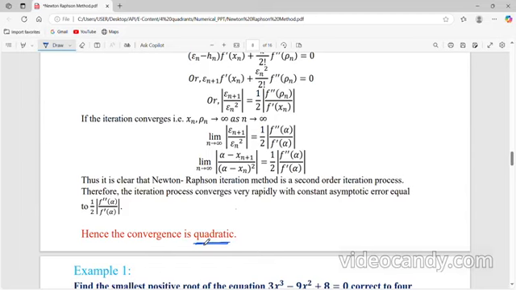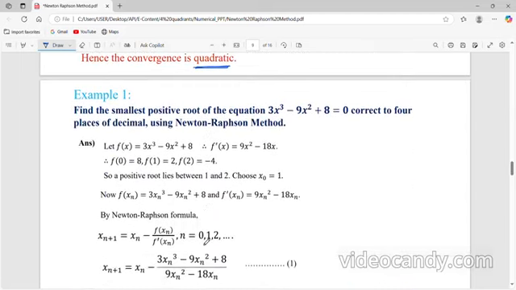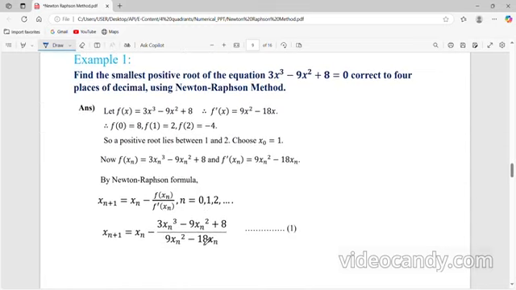The answer will be the same. Next, regarding one example: find the smallest positive root of the equation 3x cube minus 9x square plus 8 equals 0, correct to 4 decimal places using the Newton-Raphson method. So f(x) equals 3x cube minus 9x square plus 8, f dash x equals 9x square minus 18x. Here the interval is not given, and since we are going to find the smallest positive root, we start from 0. At the point 0, it shows a positive value. At the point 1, positive value. At the point 2, negative value. So the root lies between 1 and 2.